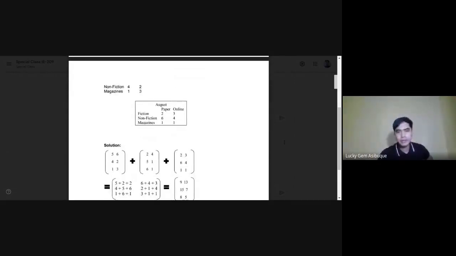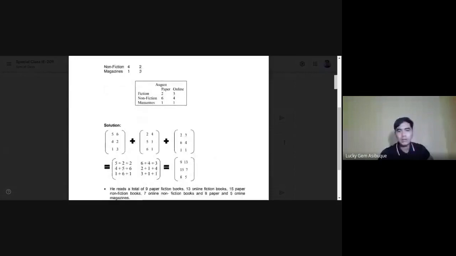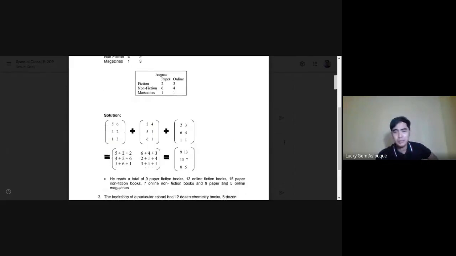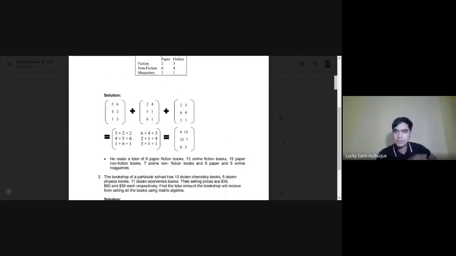So, solution. Paano ginawa? Pag-add lang natin kasi pinapahanap lang naman yung total number na binabasa ng reader. Okay? Kaya napansin nyo, yung unang matrix natin, ito yon. Okay? 5, 6, 4, 2, 1, 3. Sumunod naman ito. Okay? So, pag-add lang natin yung kada element, parang kanina lang. So, yan. So, ang lalabas dito guys, pag nag-add natin ay, syempre, meron siyang tatlong row at saka dalawang column. Bakit? Kasi yung format ng mga pinag-add natin, ganun yung setup ng matrix niya. Kaya ganun din yung lumabas.